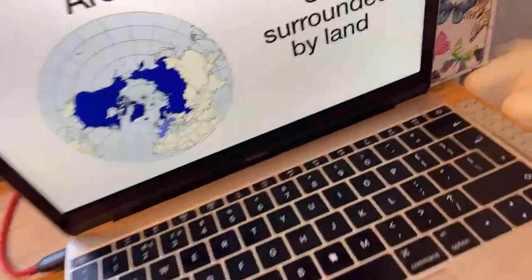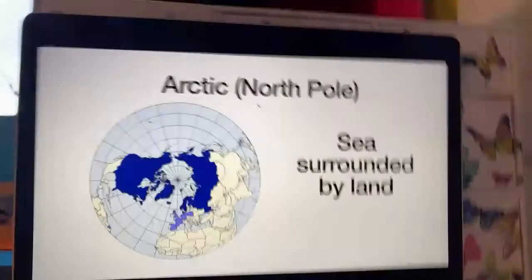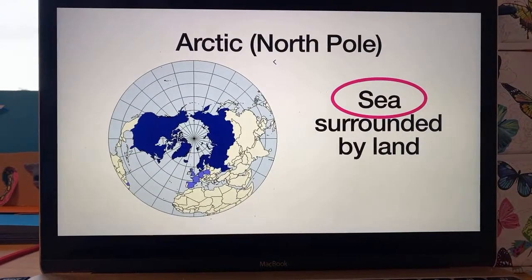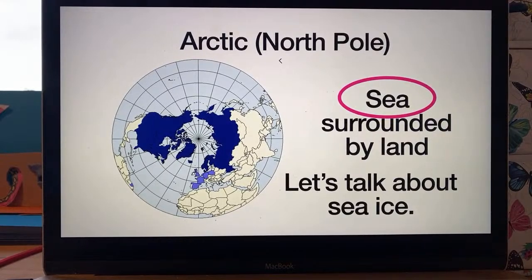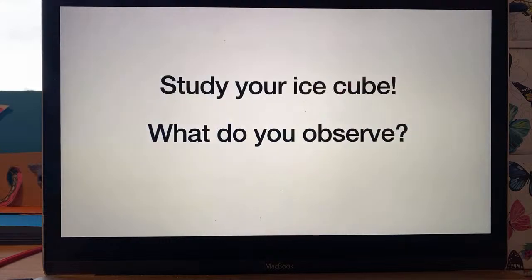Okay. So I thought the first thing we'll do is talk about sea ice. If you've got one ice cube, can you get it out? Let's look at an ice cube and think about why that is related to sea ice. Study your ice cube. What do you observe? I'd never done this before. Again, I was reading the Exploratorium website. They're ever so good. They give really good scientific explanations.